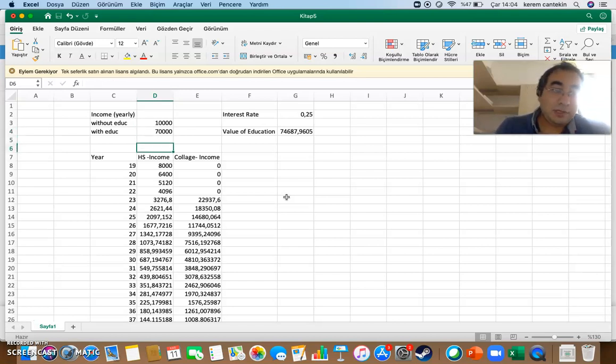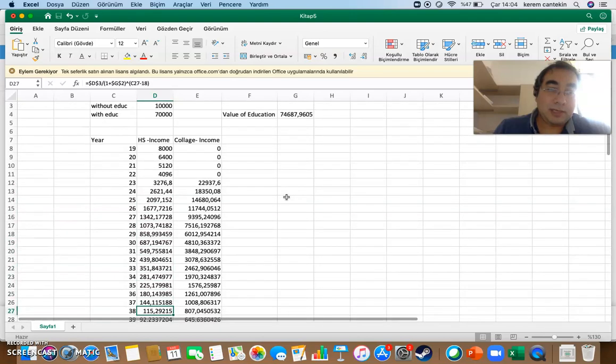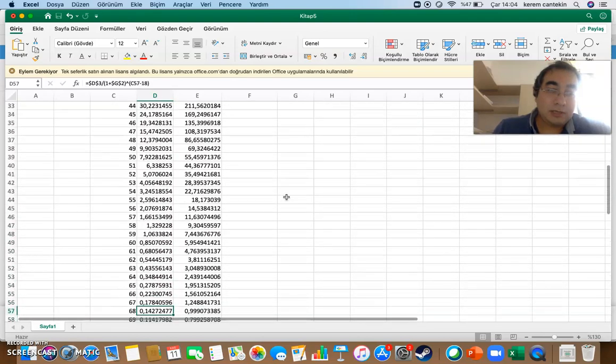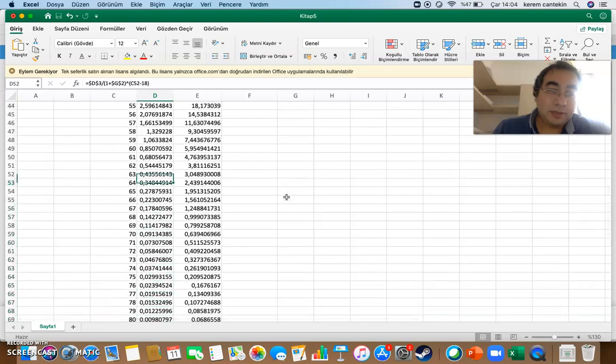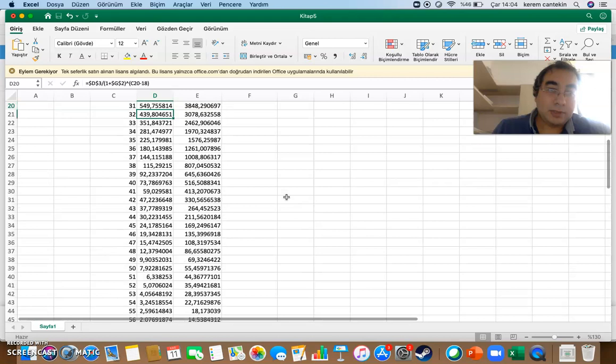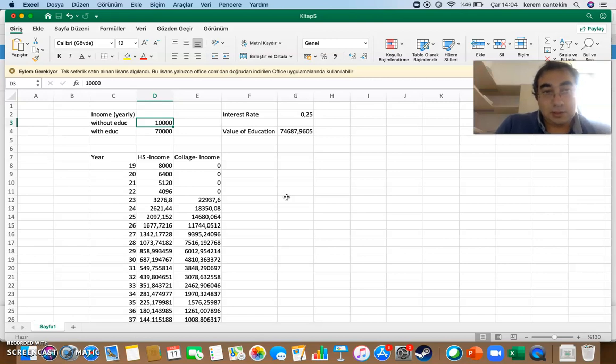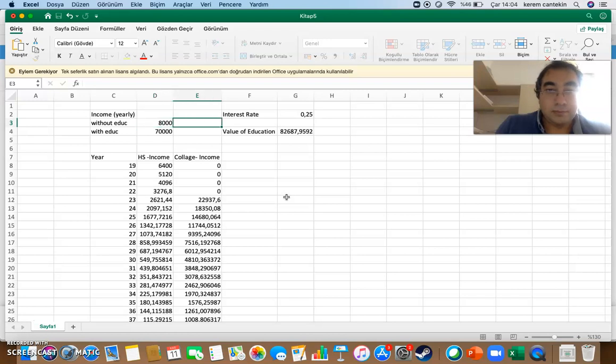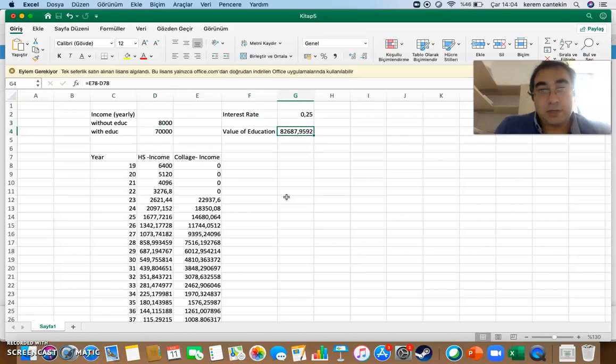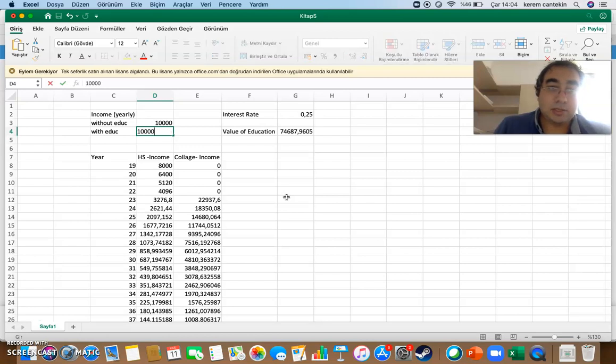And the beauty of this type of framework is that since where the data is taken from is already fixed, you can try different things. For example, you might decrease the income without education. As you see, this has increased the value of education to $82,000. Let's keep this at $10,000 and let's increase this to $100,000.